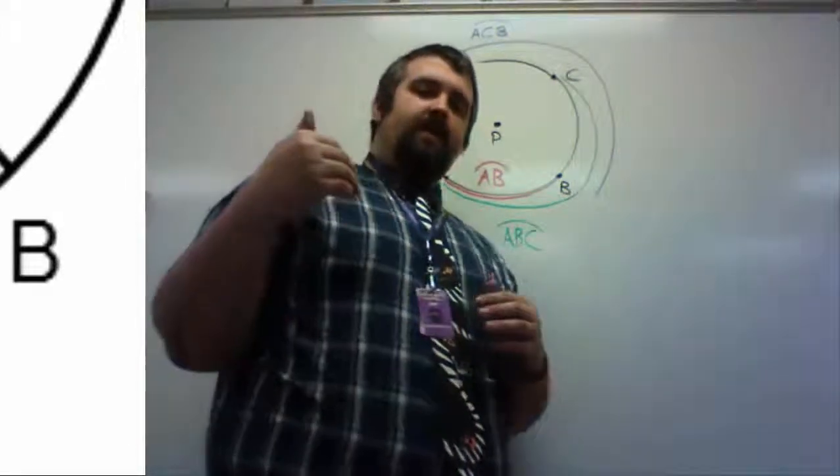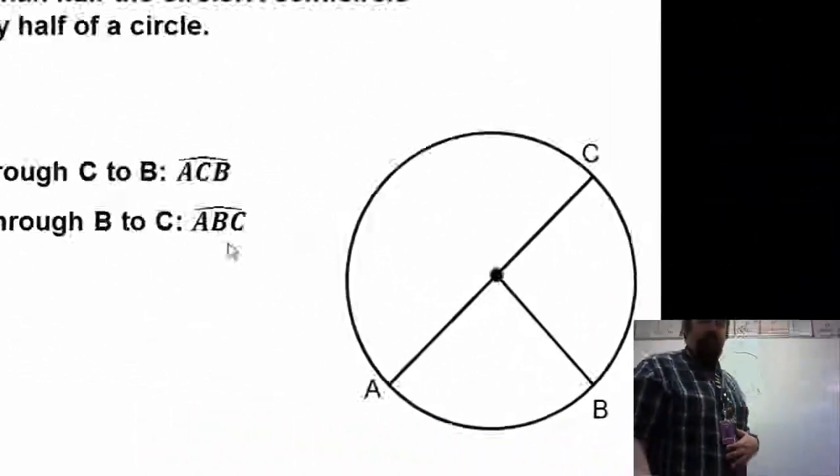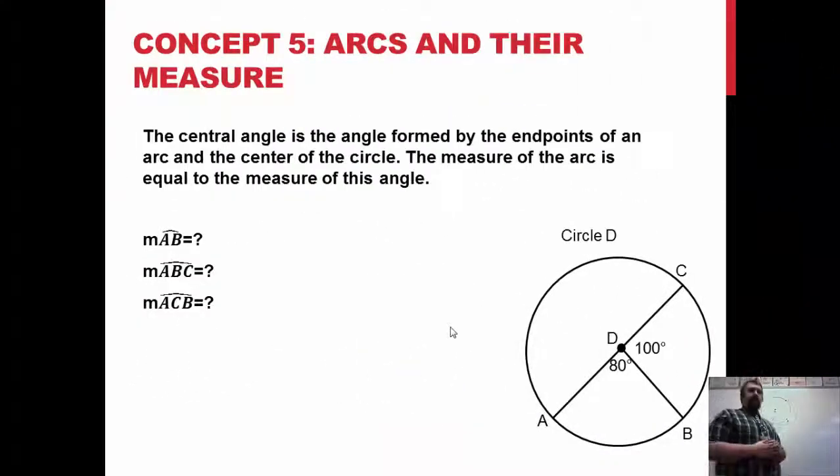Now, the measure of an arc is a little bit different. The central angle is the angle formed by the endpoints of the arc and the center of the circle. So in that picture that you see, this has a straight segment running straight through P.